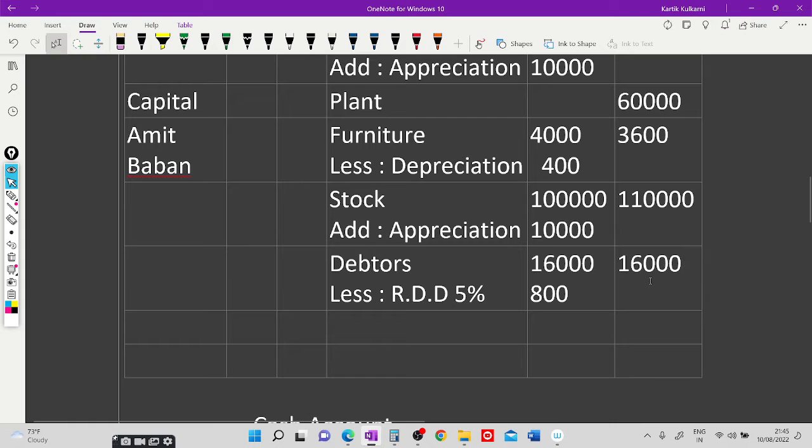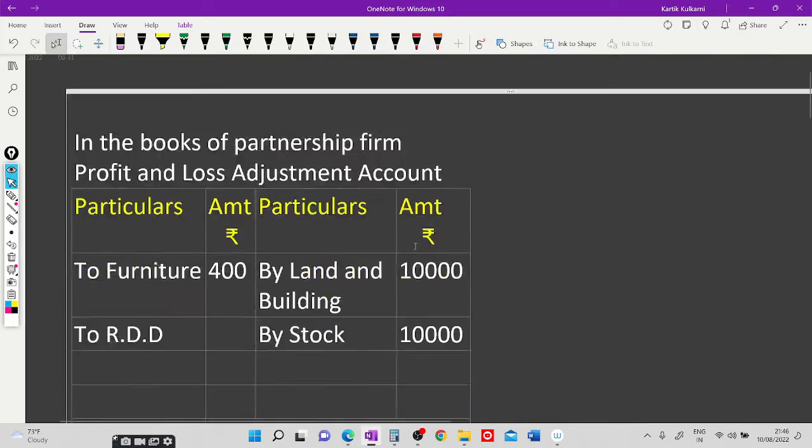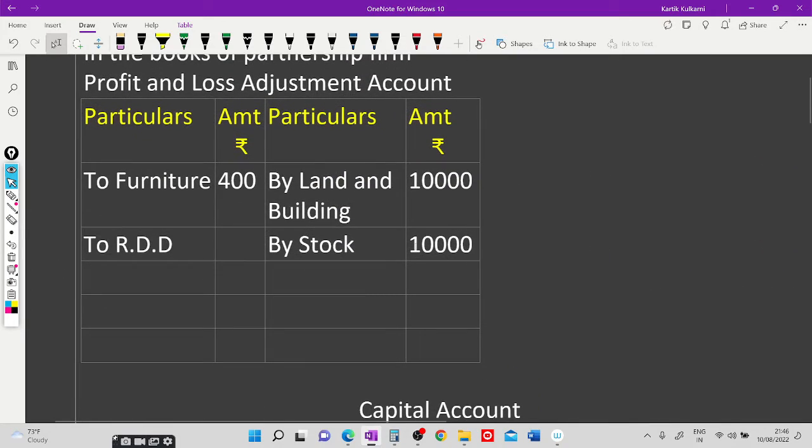16,000 minus 800 is 15,200. Now since the debtor is an asset, there is a reduction in the value of the asset. Any reduction in the value of the asset is a loss to the organization or the firm, which has to be recorded on the debit side of profit and loss adjustment account. So 800 we will debit to profit and loss adjustment account.